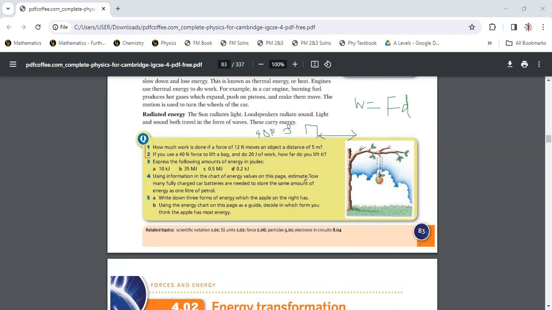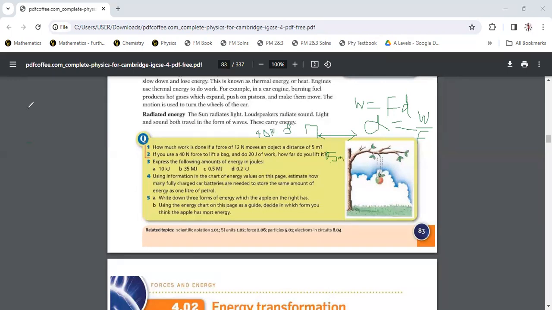Distance equals work over force, is it? Yep, distance equals work over force. So what values will you be substituting here? 20 joules over 40 Newton. So what will you get? The distance would be 0.5 meter. 0.5 meter. Right.